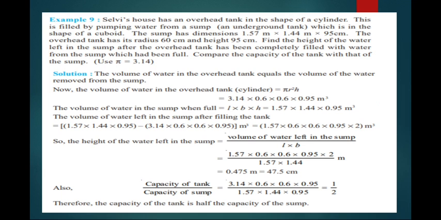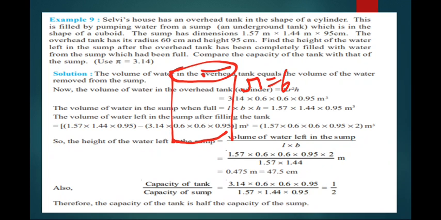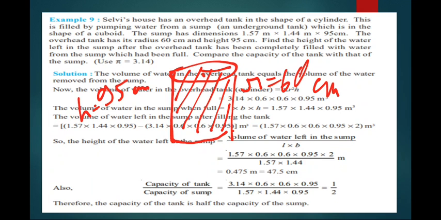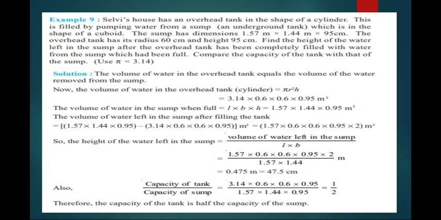Now the tank is in the shape of a cylinder where the radius is equal to 60 centimeter and height is equal to 95 centimeter. So again you can easily find the volume of this cylinder, or the amount of water that can be contained in this cylinder. The volume of the water in the overhead tank is equal to the volume of water removed from the sump.